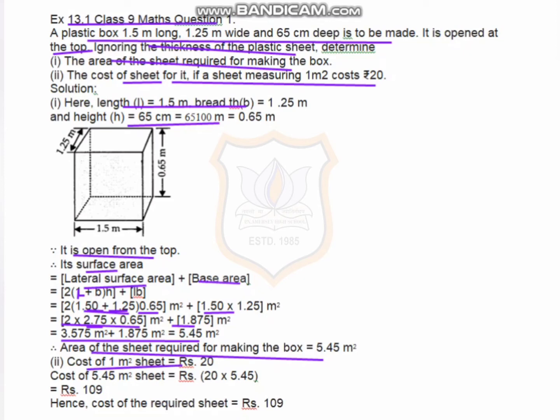1 meter square of sheet costs 20 rupees. So the cost of 5.45 meters square of sheet is 20 into 5.45, which equals 109 rupees. So the cost of the required sheet is 20 into 5.45 rupees, that is 109 rupees.